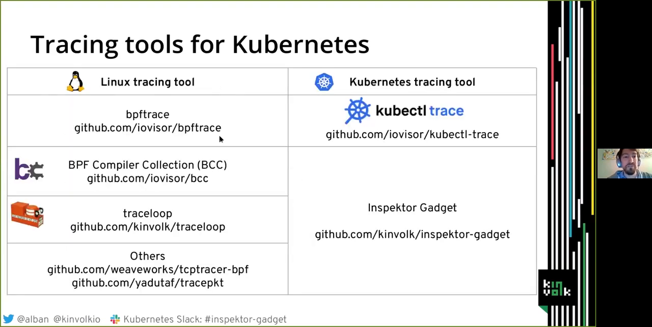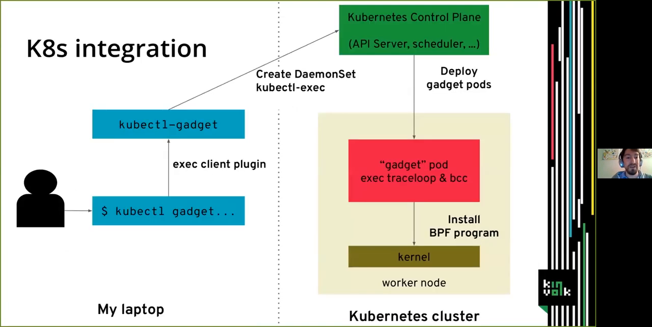So here I show a few Linux tracing tools using BPF: bpftrace, BCC, trace loop, and others. And on the right, there are some Kubernetes projects like kubectl trace and Inspector Gadget that use those Linux tracing tools at the Kubernetes level. The way it works usually is something like this. When you are on your laptop and you develop your application, you don't SSH onto a node, but you always go through the Kubernetes API server to create a Kubernetes class object like pods or jobs and so on. And then things are executed in a pod, and the BPF programs are executed from that pod.